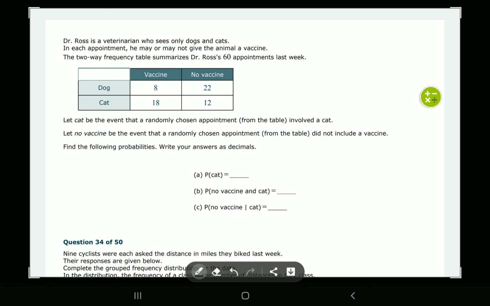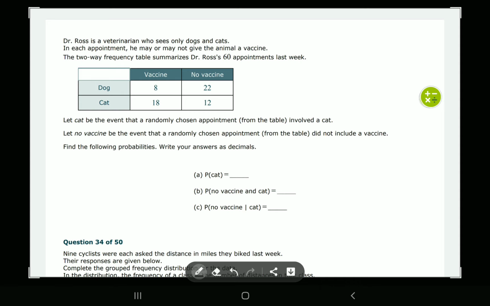Let cat be the event that a randomly chosen appointment from the table involves a cat, and let no vaccine be the event that a randomly chosen appointment from the table did not include a vaccine. Find the following probabilities. Write your answer as a decimal. You want to find the probability of a cat.